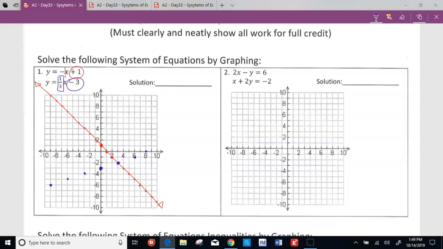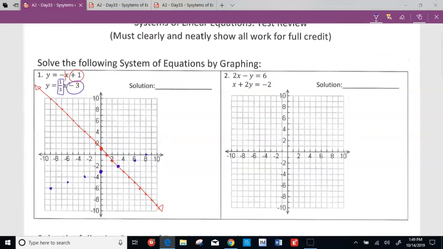And I'll go ahead and make my line. Whoops, didn't mean to carry it. Something like that. But I can see my point of intersection is right here at 3, negative 2. There is my first solution. Let me add my arrow tips. There we go.